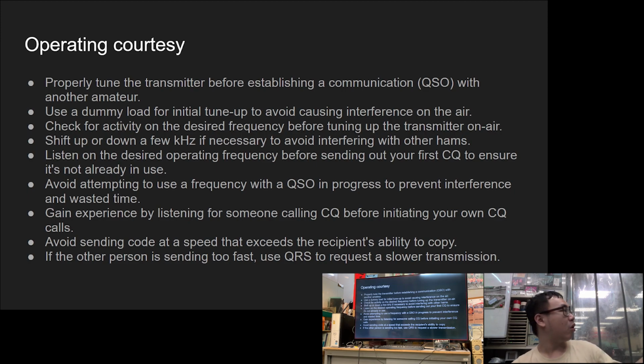Always use appropriate speed. If your speed is too fast, the opposite side cannot copy it. But if it is too slow, just like Michael has shared, if the Morse code is really slow, it will be very tiring to hear the signal. So always use appropriate speed, and the opposite side will tell you to speed up or slow down.